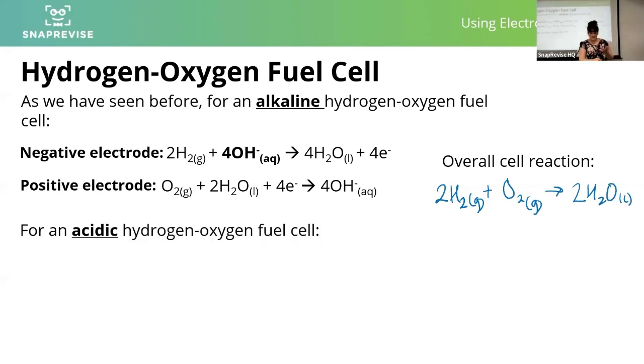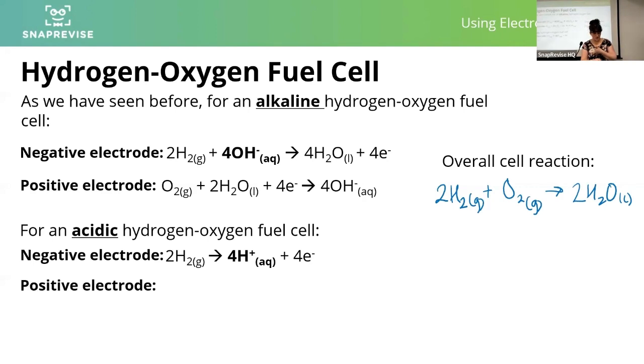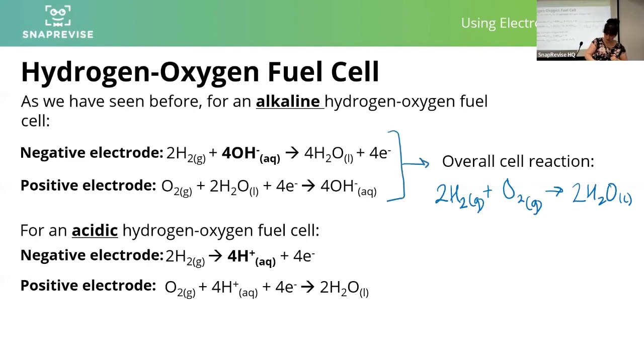And then for an acidic hydrogen oxygen fuel cell, as we said before, H2 splits into H+ and electrons, and then the H+ and the electrons join up with oxygen on the other electrode to form water. But the overall cell reaction is the same for both.